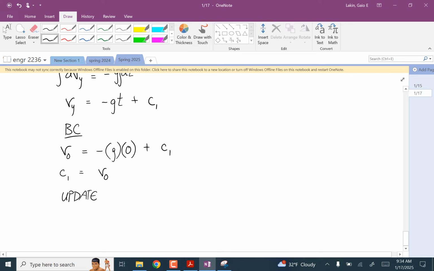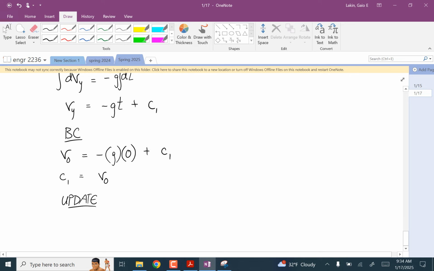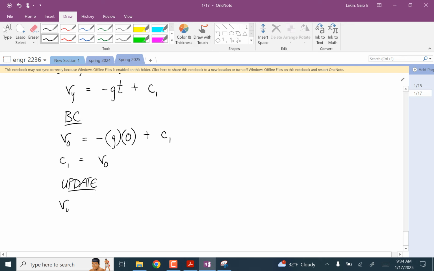And now we'll update this. I'm updating the one right before we started the boundary condition. So we have that vy as a function of time is equal to negative gt plus our c1, which is now v sub 0. And there's your function. You're used to seeing this function, but that's where it comes from. Think of the differential equation that starts with the acceleration being equal to a constant. That's the free fall equation for velocity.